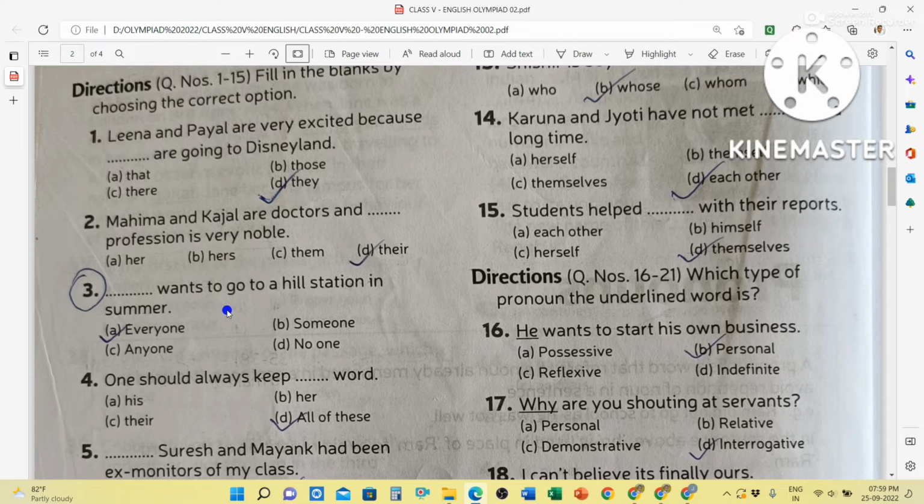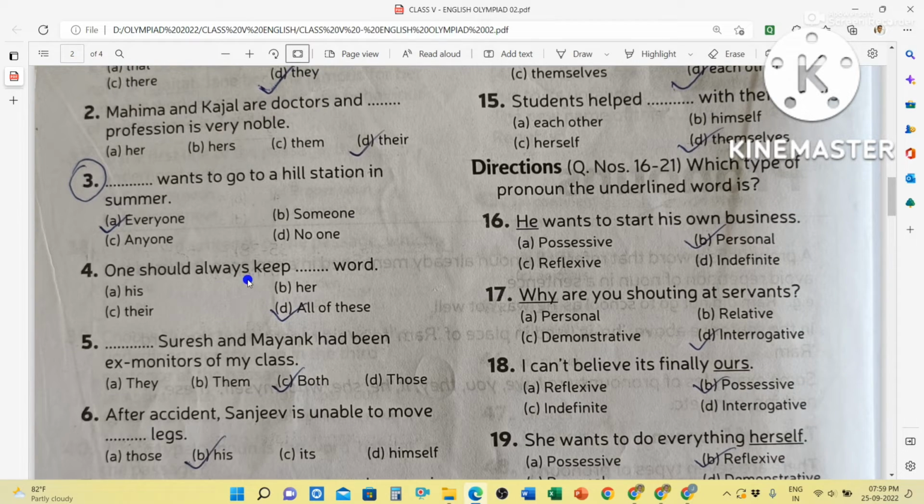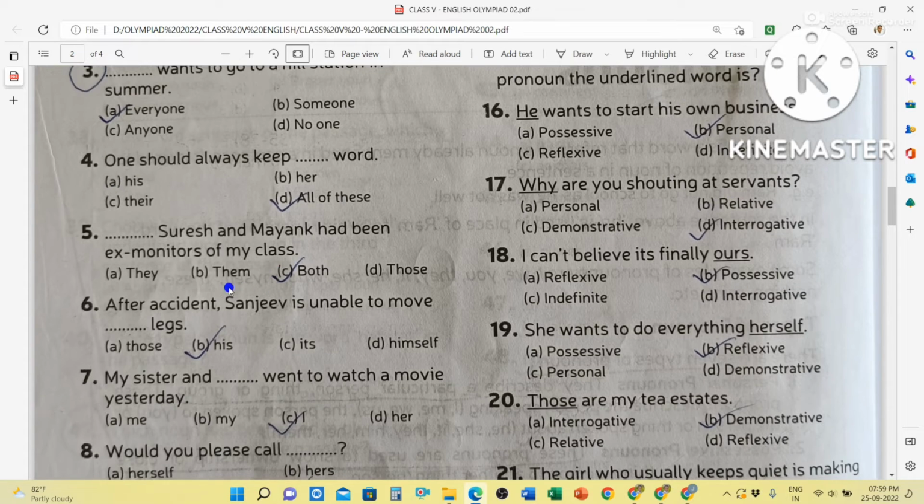Dash wants to go to a hill station in summer. Everyone wants to go to a hill station in summer. One should always keep his word, her word, their word. We can use all of these pronouns. Dash, Suresh and Mayank had been ex-monitors of my class. Both Suresh and Mayank had been ex-monitors of my class.